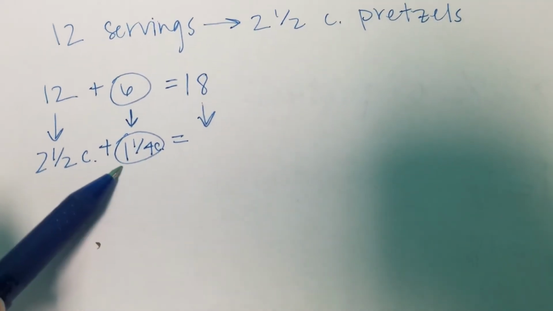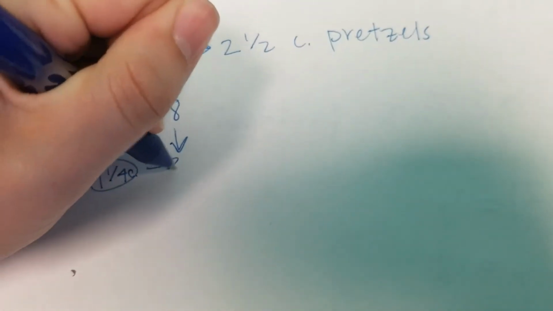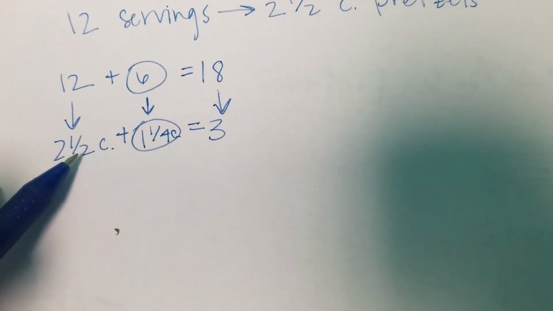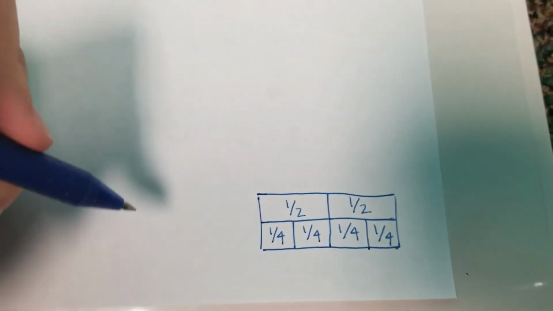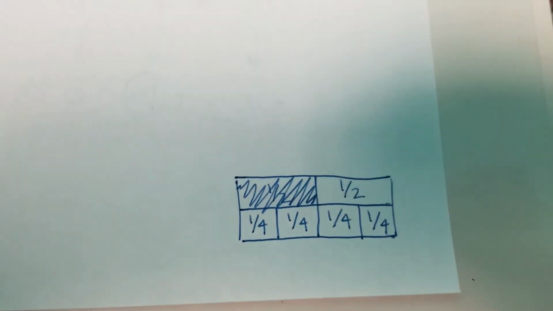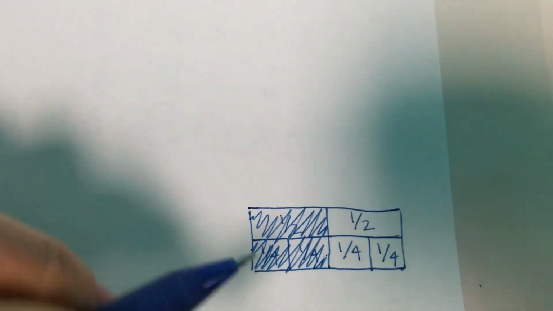So 2 plus 1 equals 3. And then let's see what 1/2 plus 1/4 would equal. Let's come use our chart down here. So we know that 1/2 is what we need for the 12 servings. So we're going to color this 1/2. But we also know that 1/2 is the same as 2/4. So we're going to color these 2/4 just to make it easier, okay?